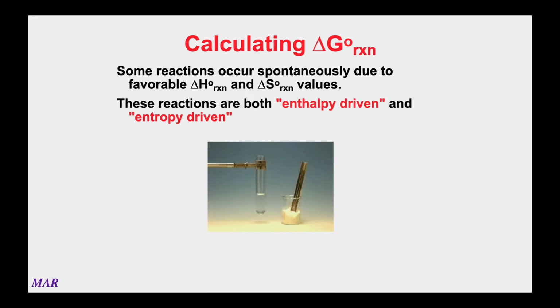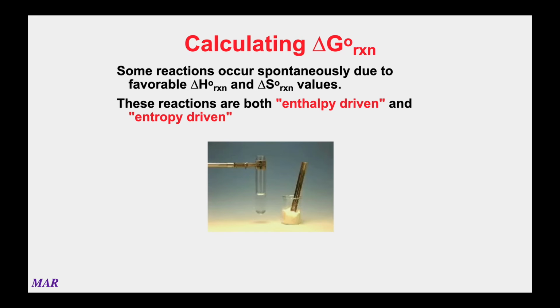Chemists talk about reactions as being enthalpy-driven and entropy-driven. An enthalpy-driven reaction is just a reaction where the enthalpy contributes to spontaneity. Now remember, spontaneity means negative delta G. And if you want a negative delta G, then you're going to ideally have a negative delta H. So an enthalpy-driven reaction is just a reaction that's exothermic. It has a negative delta H.